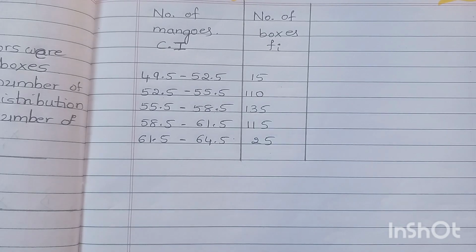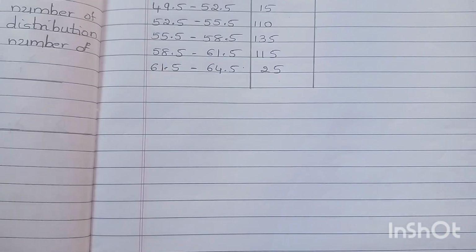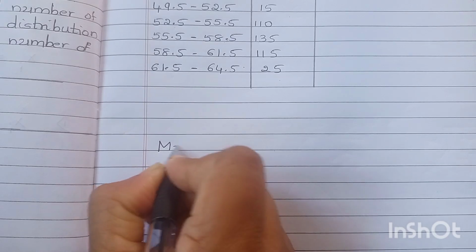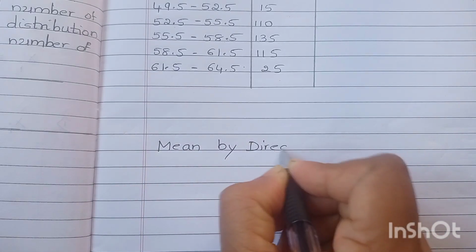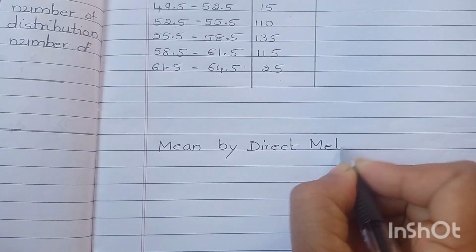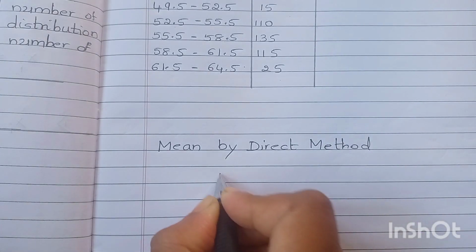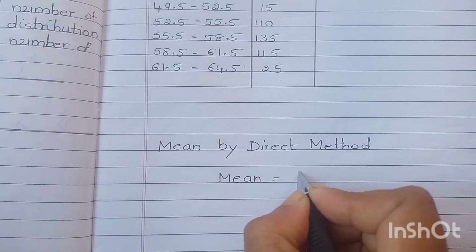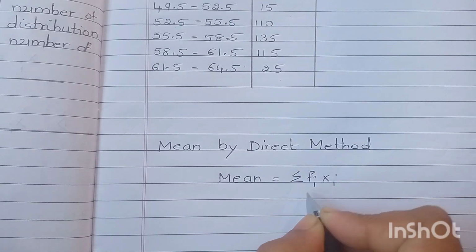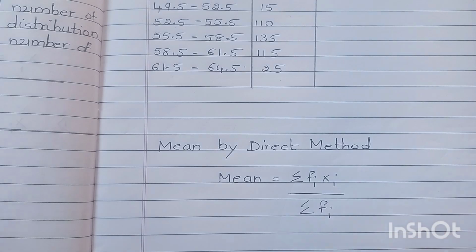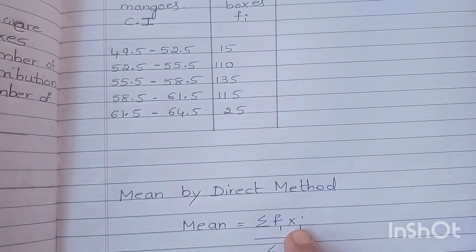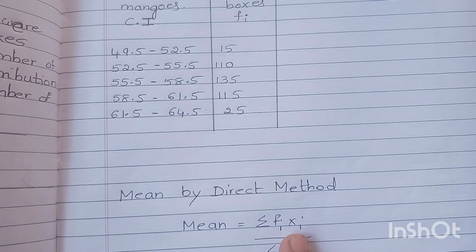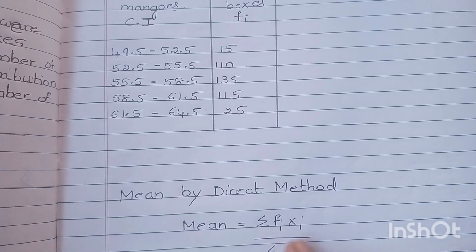Now we have to find out the mean. According to the question, we have to find out the mean. We know the mean by the direct method. What is the formula to find out the mean by the direct method? That is, mean is equal to the sum of Fi into Xi divided by the sum of Fi. This is the formula, isn't it? Already we have the Fi column, but we have to find out Xi. Xi means it is the midpoint of the class interval, right?